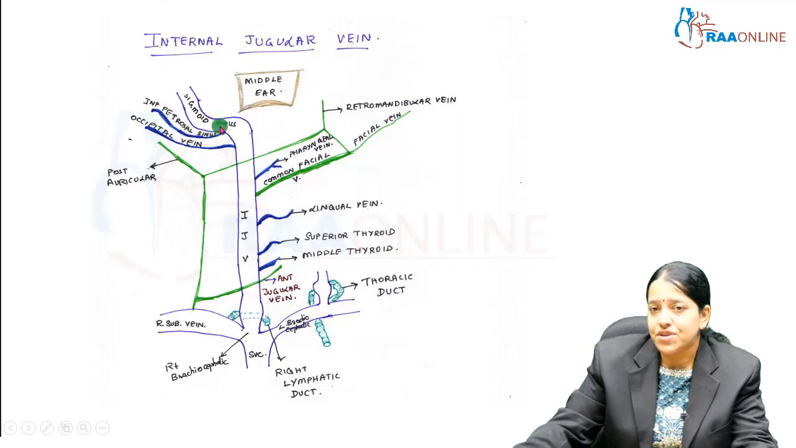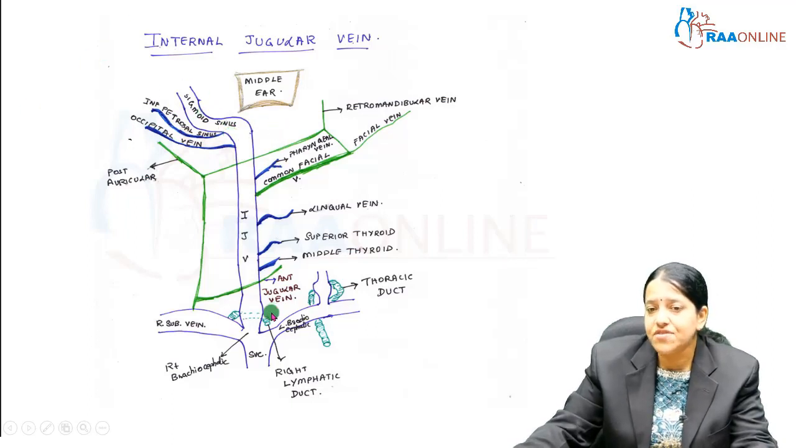We can see over here it is a continuation of a sinus, and it has the first tributary as the inferior petrosal sinus. The inferior petrosal sinus is a dural venous sinus, and it will drain blood from the middle ear cavity, from the meninges, and from the posterior cranial fossa also.